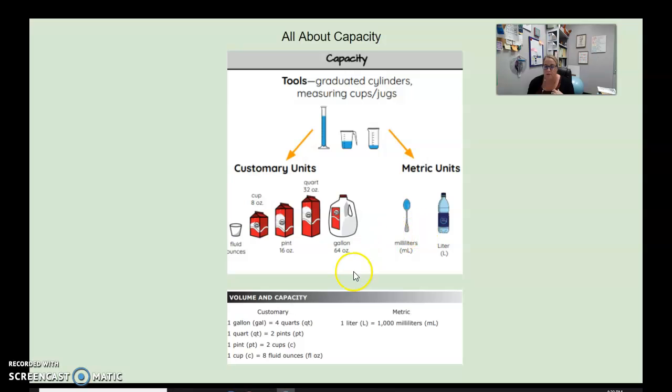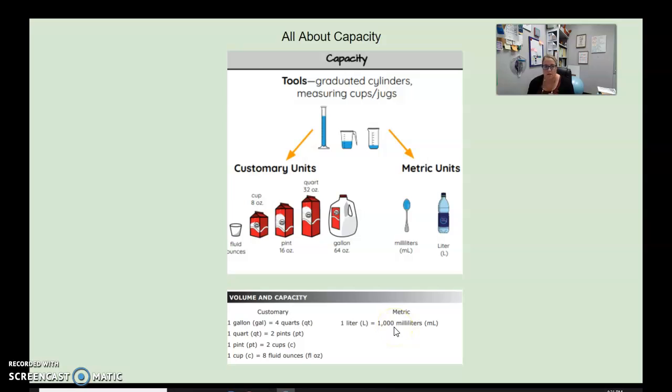Now on your 3rd grade math reference chart, it looks like this. So it again will tell you customary and metric, and then it tells you that 1 gallon is equal to 4 quarts, 1 quart is equal to 2 pints, 1 pint is equal to 2 cups, 1 cup is equal to 8 fluid ounces. For metric, 1 liter is equal to 1,000 milliliters.